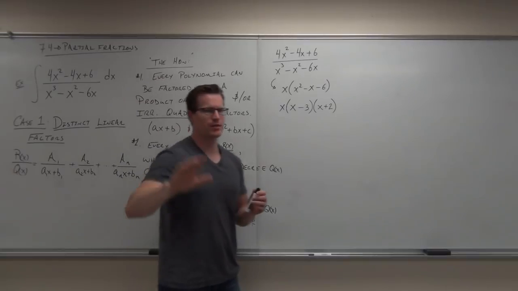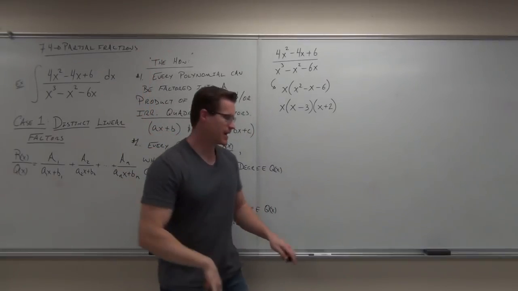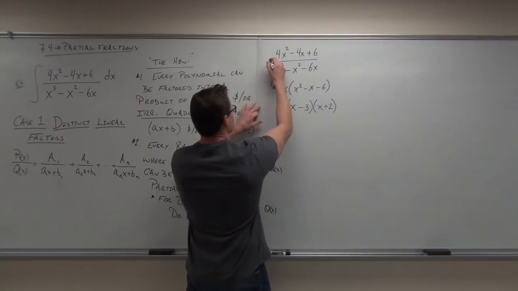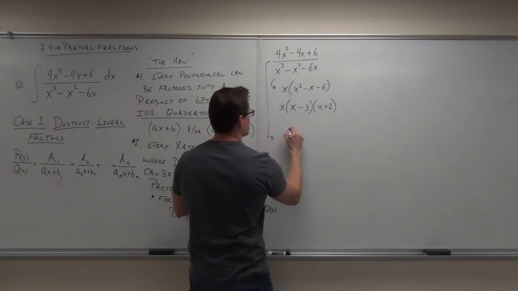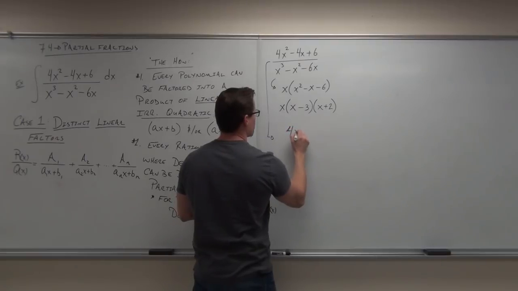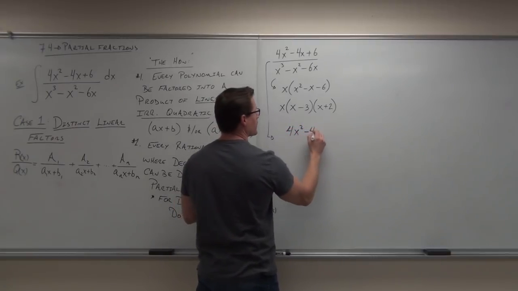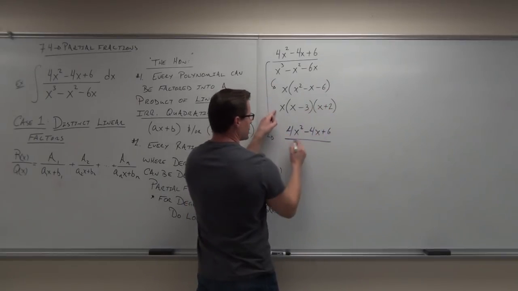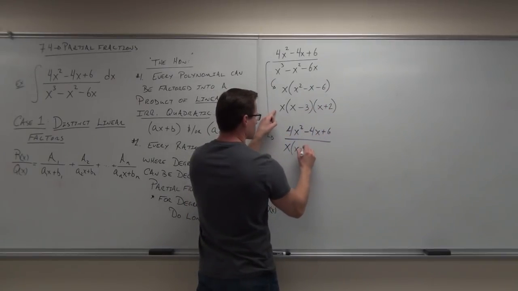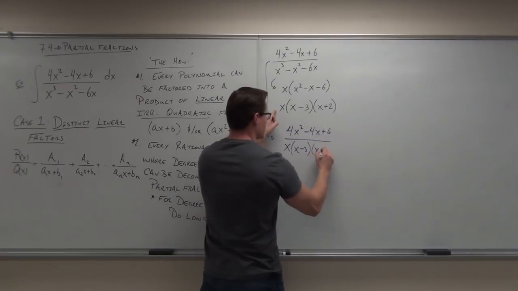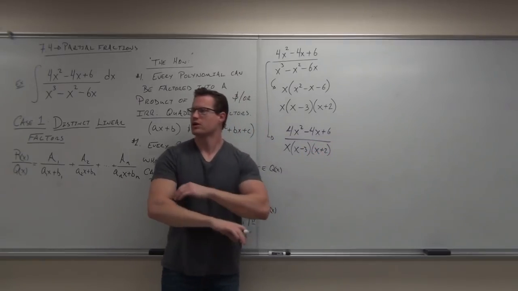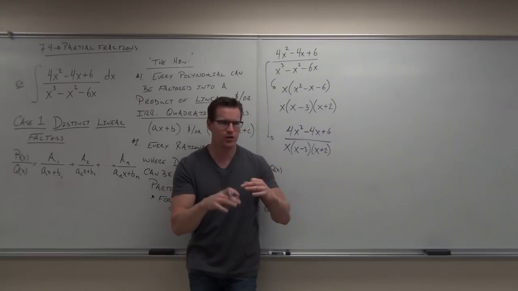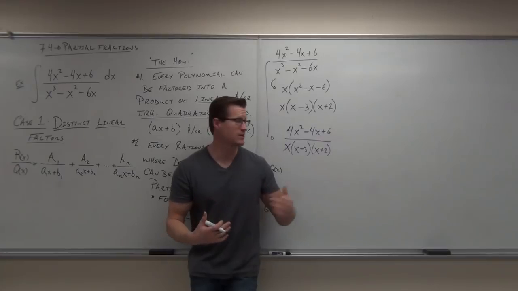Okay, show of hands if you're okay with that so far. Now here's the idea. What we know, bringing this down, is that we have 4x squared minus 4x plus 6 over what this is. This is the denominator: x times x minus 3 times x plus 2. We factor the denominator completely. No saving factors till later, no just ignoring them. We factor it completely. This is factored completely.